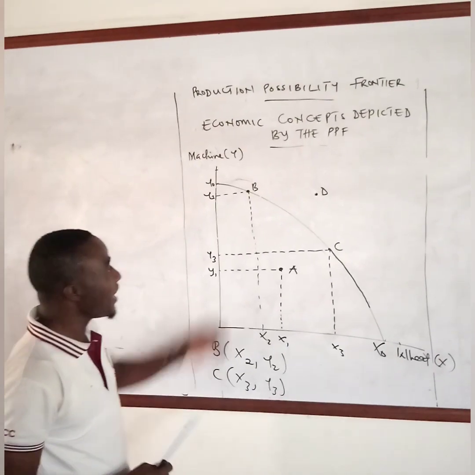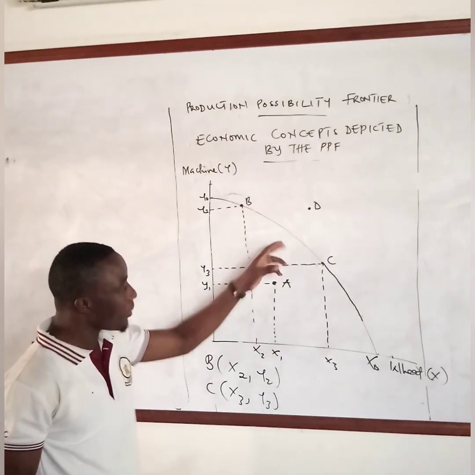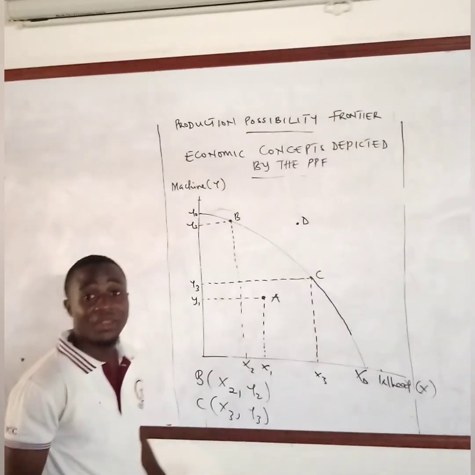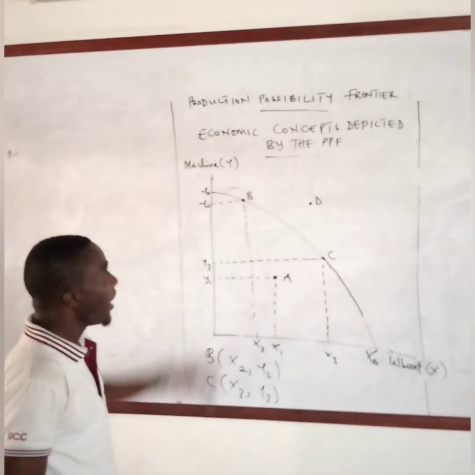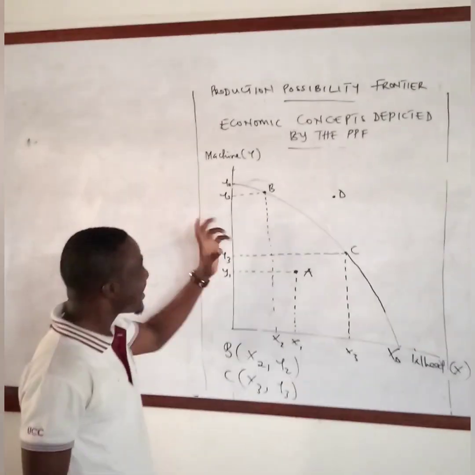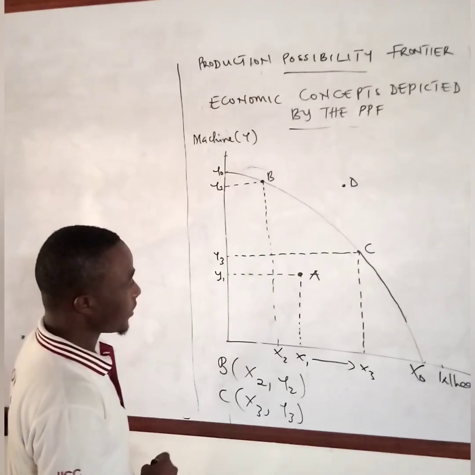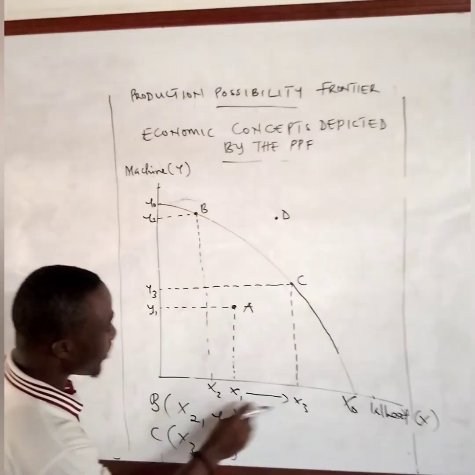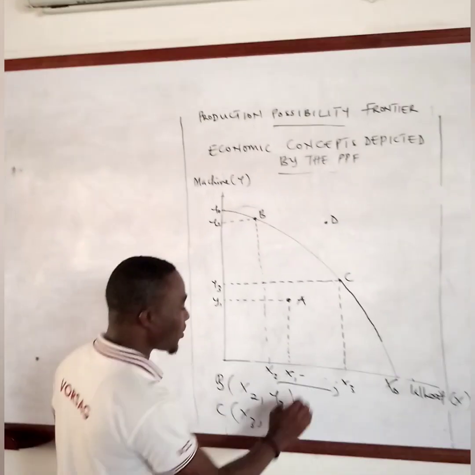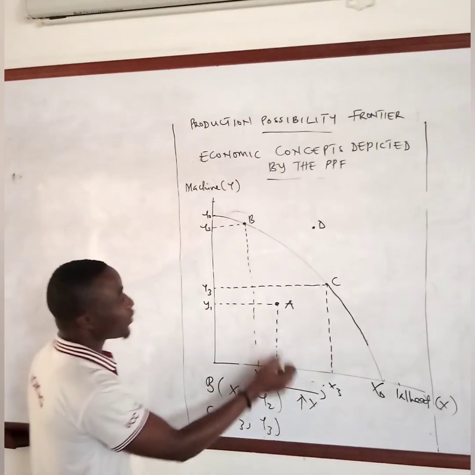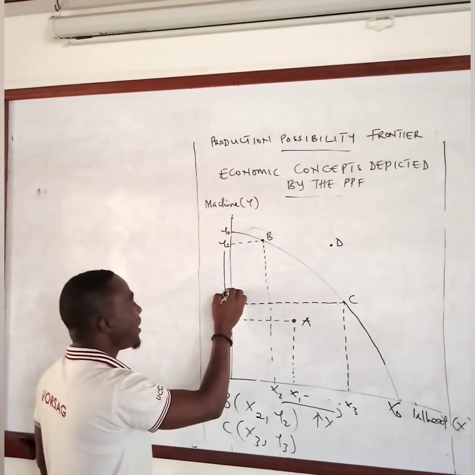So what happens if I want to move from the production of B, which is X2 and Y2, to the production of C, which is X3 and Y3? That brings in the trade-off and opportunity cost concept. If I'm moving from B to C, just look at it. I am trying to increase production of good X from X2 to X3. So I'm increasing X, and look at what is happening: as I move from B to C, you can see that my Y is reducing.